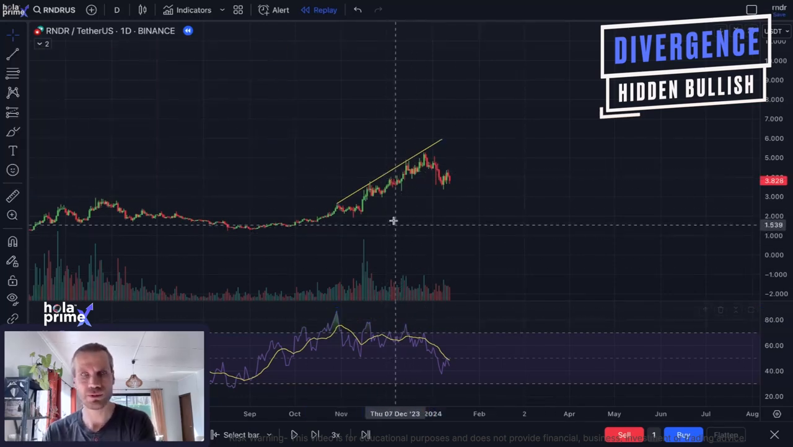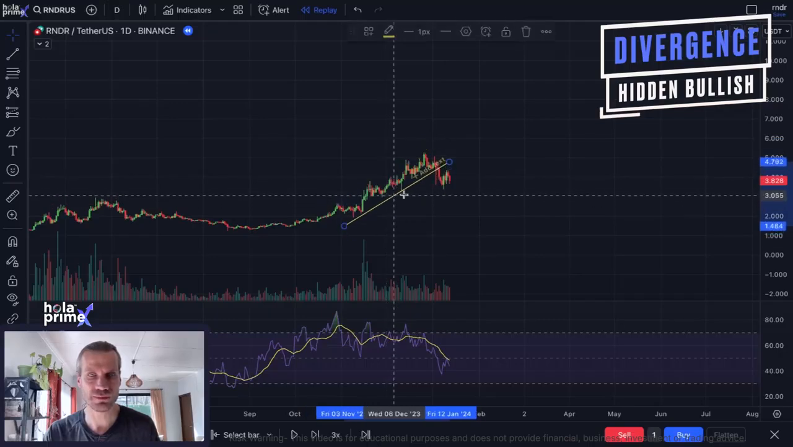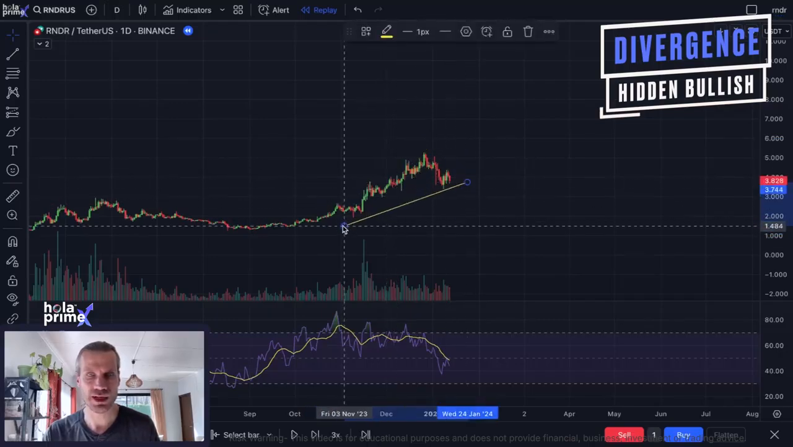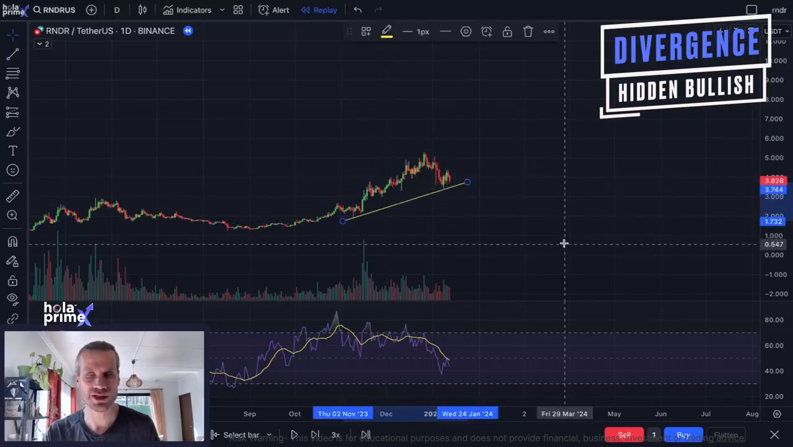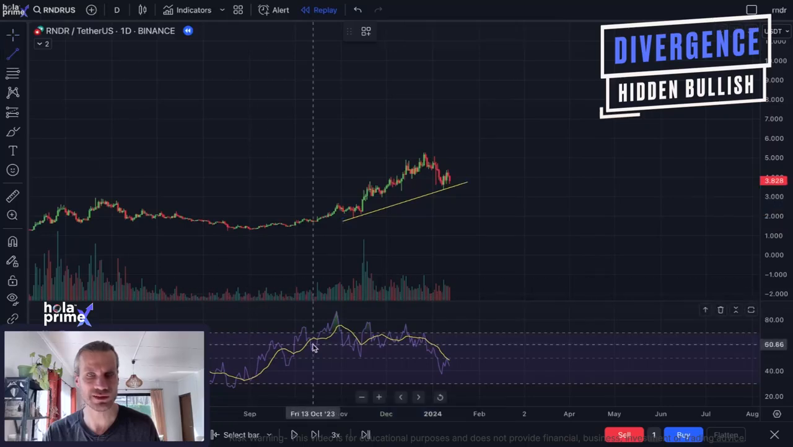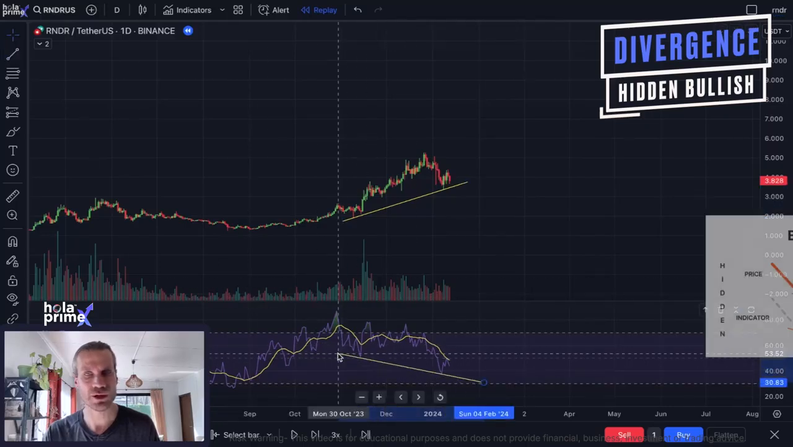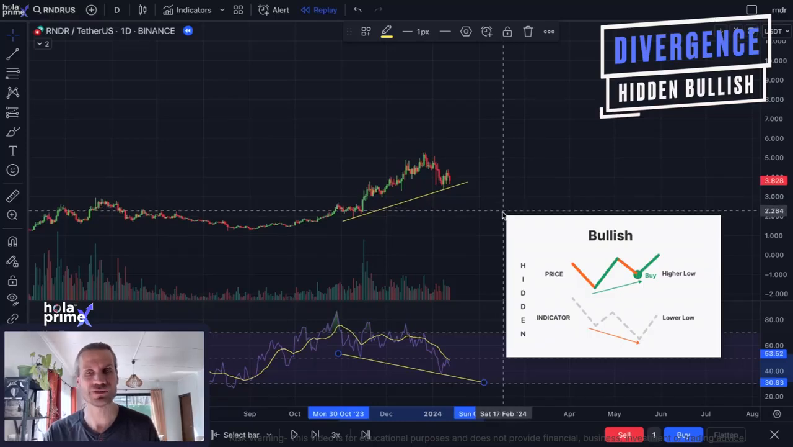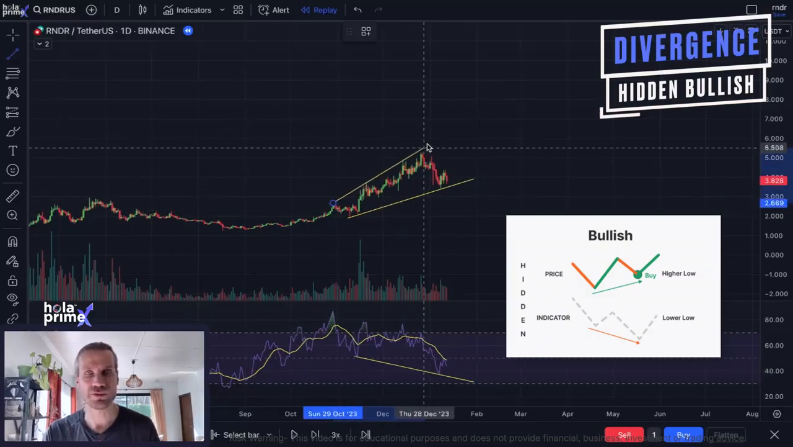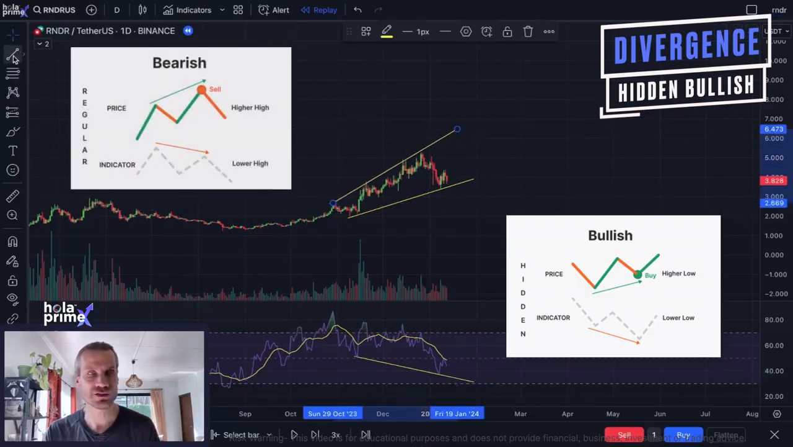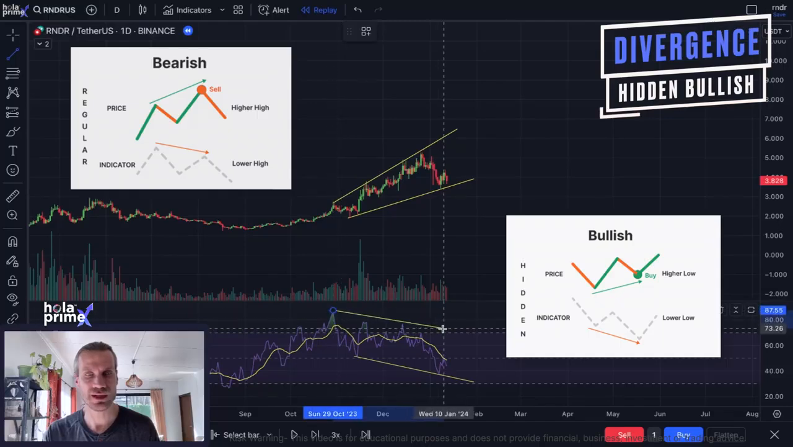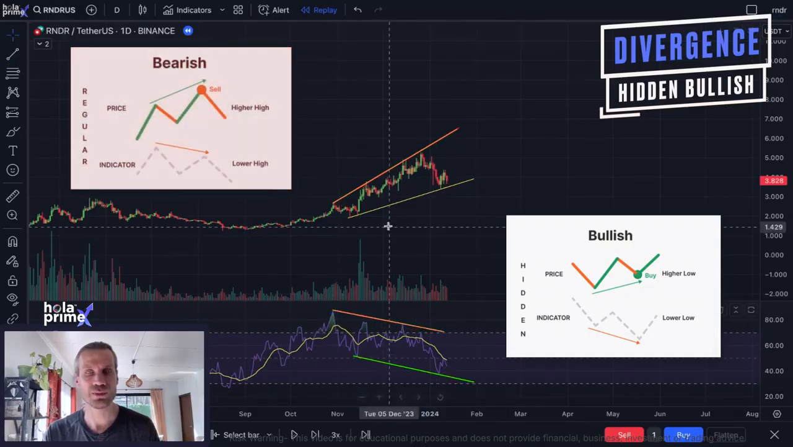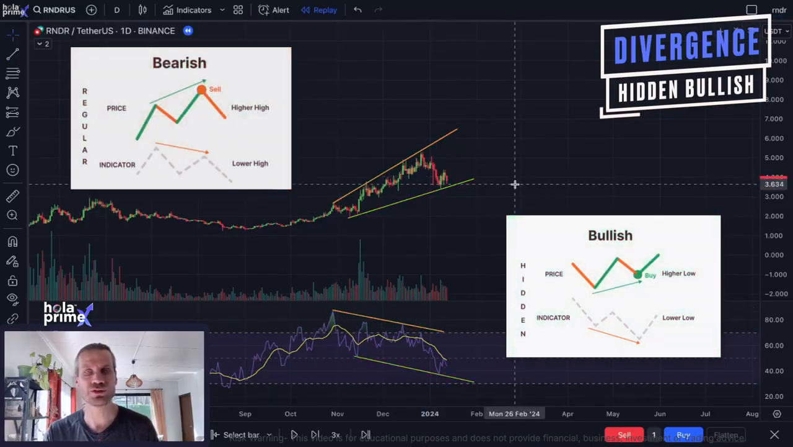For that, we want to move the line to the bottom, and we're looking for a higher low in the price action and a lower low on the oscillator for hidden divergence. Okay, so we've got some hidden bullish divergence as well. So we have both regular bearish divergence on the top, identified here, and we have hidden bullish divergence. So which one do we choose?